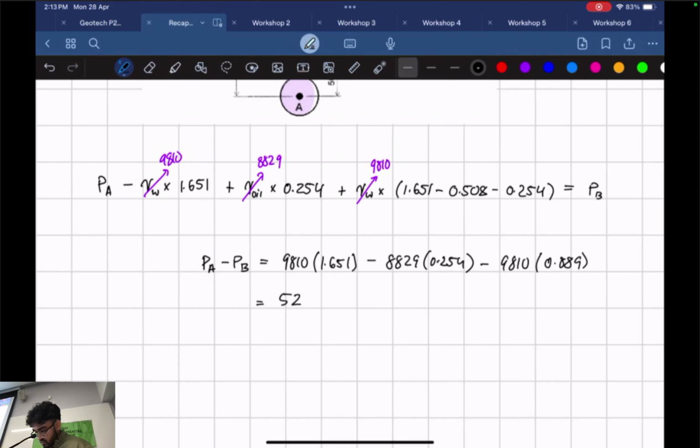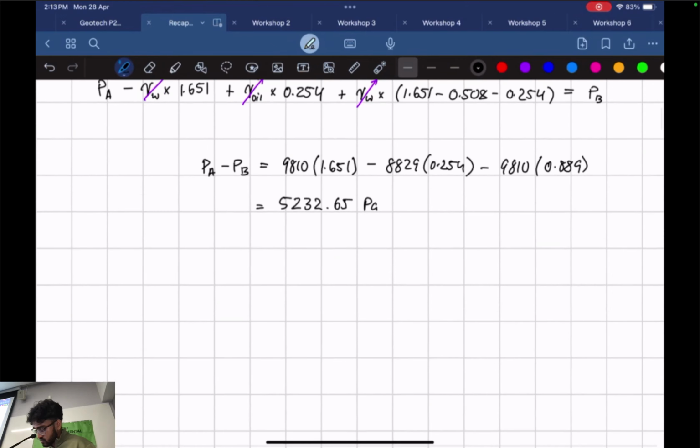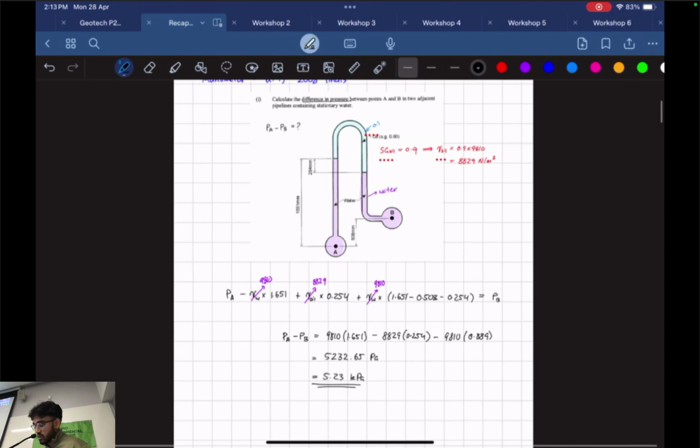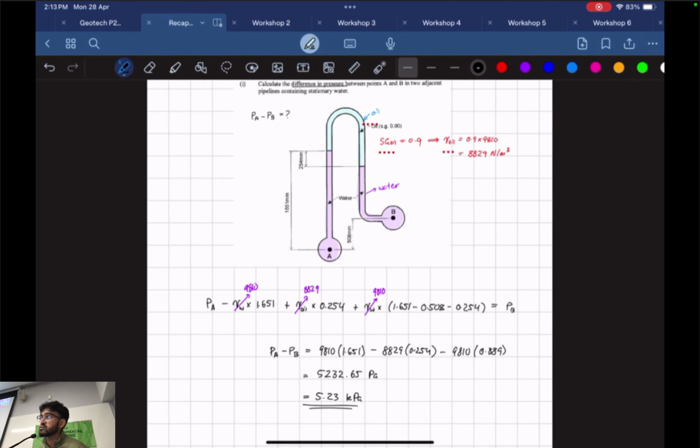Five two 32.65 pascals. Alright, this is equal to 5.23 kilopascals. Alright, any questions with that question? Make sense? It's not too hard.